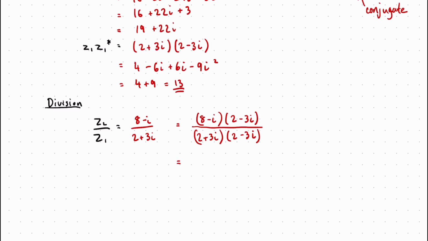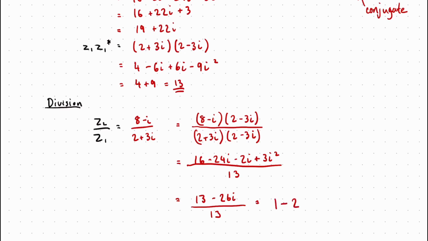So 8 times 2 is 16. 8 times minus 3i is minus 24i. Minus i times 2 is minus 2i. Minus i times minus 3i is positive 3i squared. All over 13. And then it's simplifying this down. Positive 3i squared, i squared is minus 1, so it becomes minus 3, so we get 13 minus 24i minus 2i, which is minus 26i, all over 13, which simplified down is just 1 minus 2i.